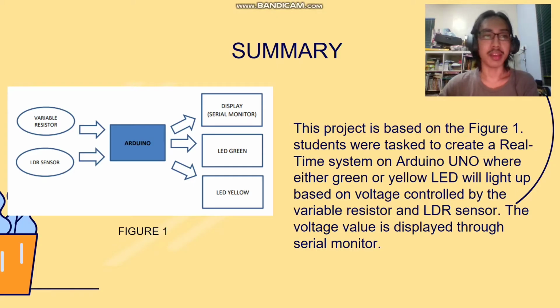This project is based on this Figure 1, where students were tasked to create a real-time system on Arduino Uno, where the green and yellow LEDs are manipulated by the voltage controlled by a variable resistor and an LDR sensor. The voltage value controlled by the variable resistor and LDR sensor will be displayed on a serial monitor from the Arduino IDE.